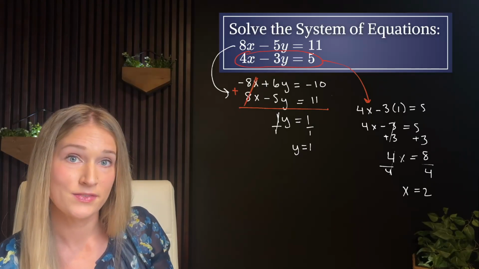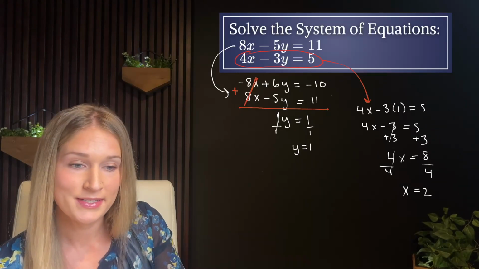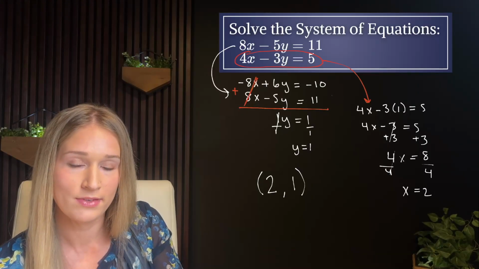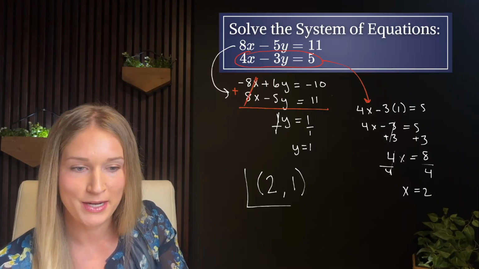And I find an x value of 2. So what we found is that the solution to this system of equations is an x value of 2 and a y value of 1, and I'll write it as an ordered pair and call it a day.